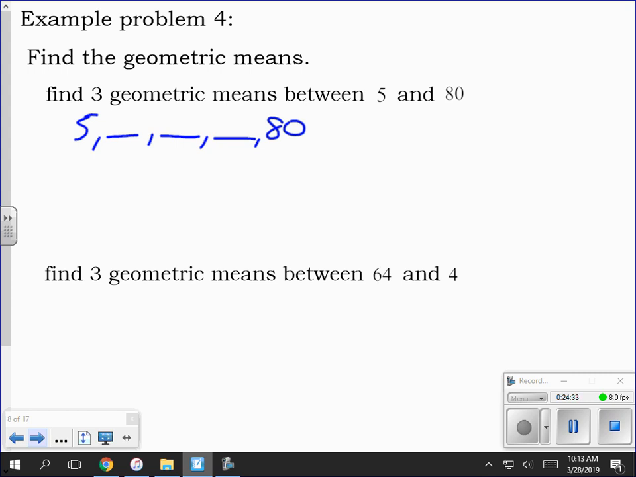Remember with the arithmetic, what did we do? We took the last number minus the first number and then divided it by how many spaces were in between, right? So we're looking for R, which we're going to take 80, divide it by 5 instead of doing the subtraction. Here's where it's tricky. Instead of dividing that number, we're going to take the fourth root of that number, 1, 2, 3, 4 times to get through there. The number of spaces plus 1.